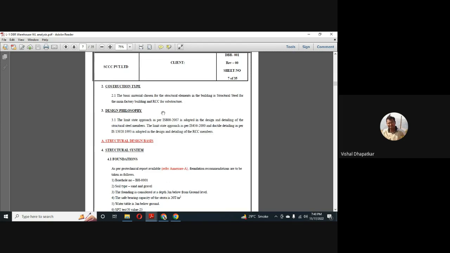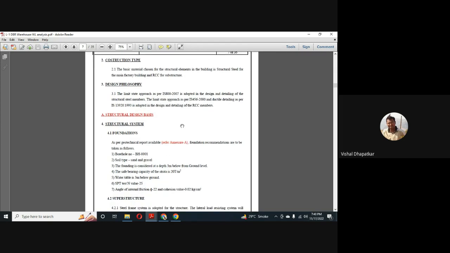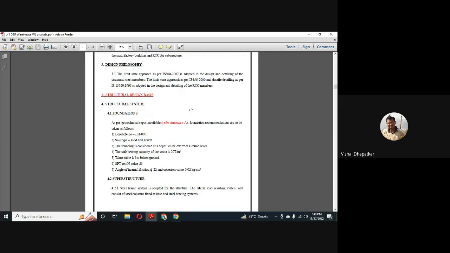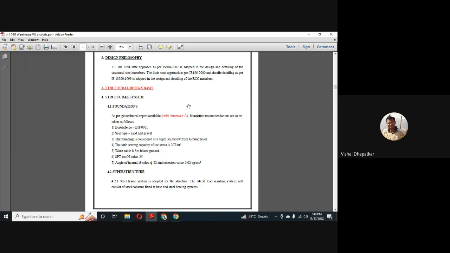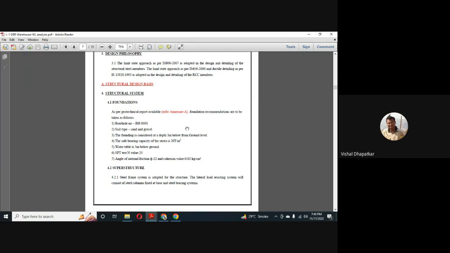Okay. So we'll go through this design basis, then we will go through how to calculate wind on this shed, what is internal pressure, what is external pressure, how wind is calculated. So we'll go one by one.